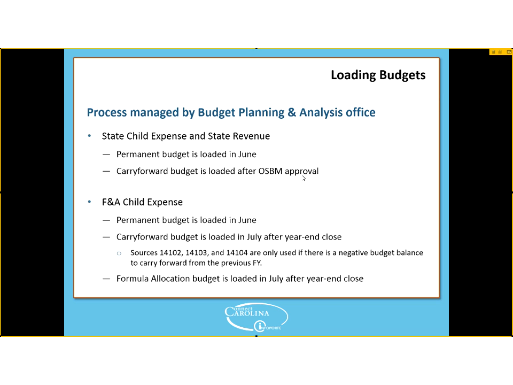So for F&A, we kind of have three pots of dollars. For your F&A departmental expense budgets, your child expense budgets, the permanent budget, and again, this is your FY18 dollars, that permanent budget will be loaded in June.